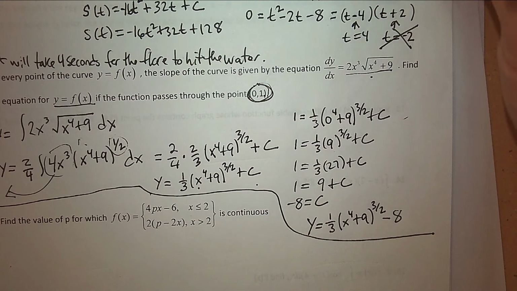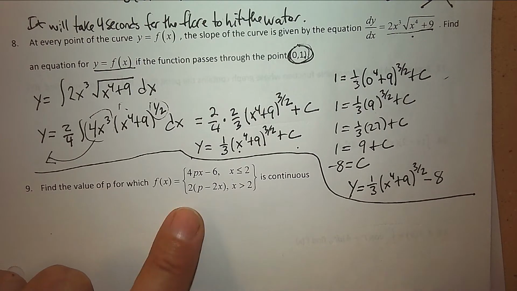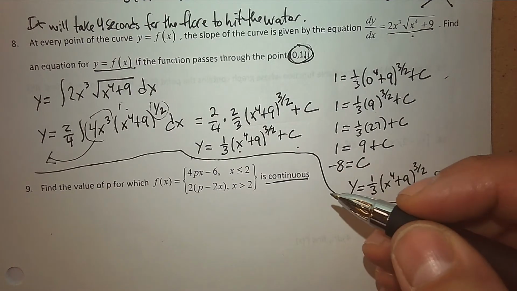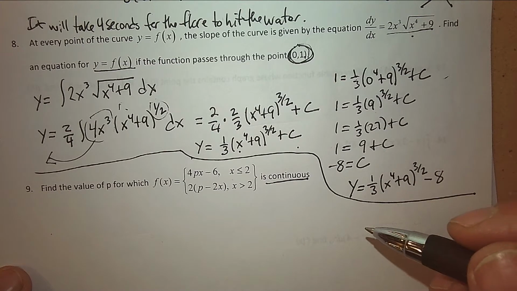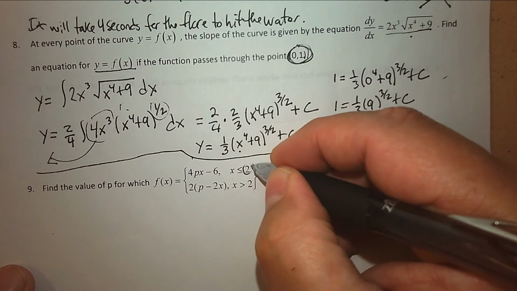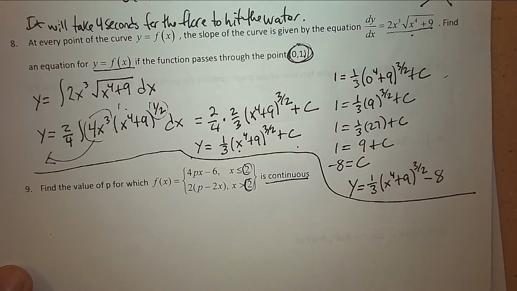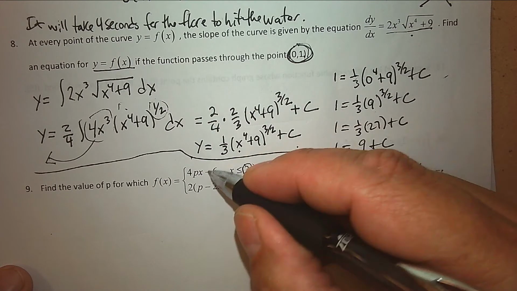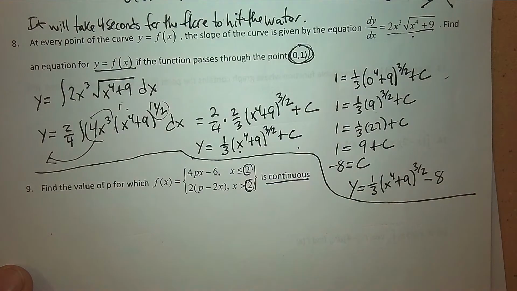Number 9. Find the value of p for which this function is continuous. So this is piecewise. Notice at what x value it's broken into 2 pieces. If this is continuous, when I plug 2 into the top and plug 2 into the bottom, it would give you the same answer.